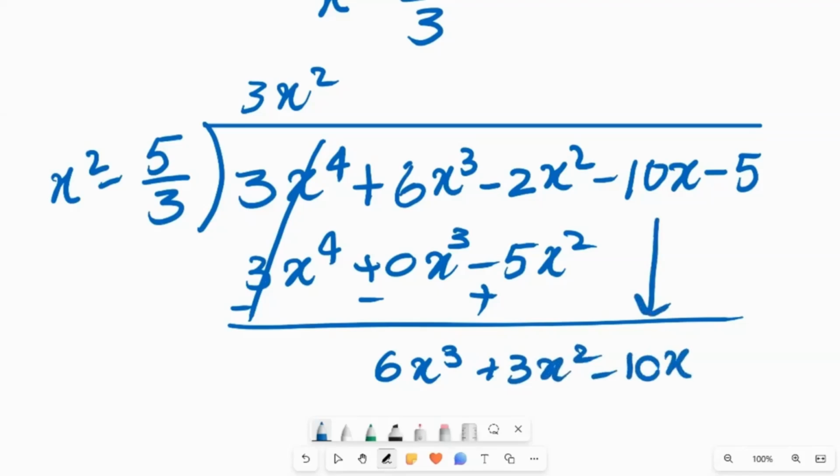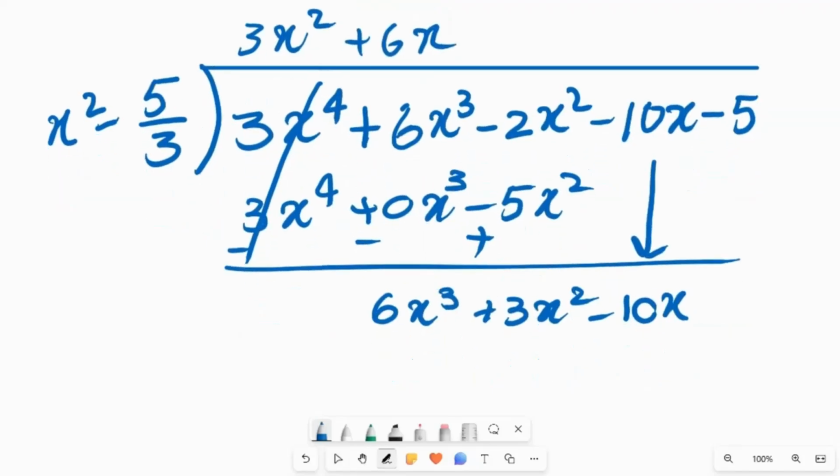Next, what would I multiply to the first term of g of x to get the first term of p of x? Now I would multiply 6x, right? 6x I would multiply. If I multiply and write all the terms, 6x into x square is 6x cube. And minus 5 by 3 into 6x. If I write it beside here, minus 5 by 3 into 6x, this will cancel 2 times.